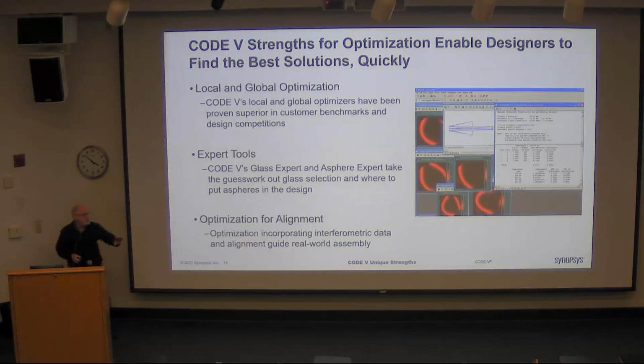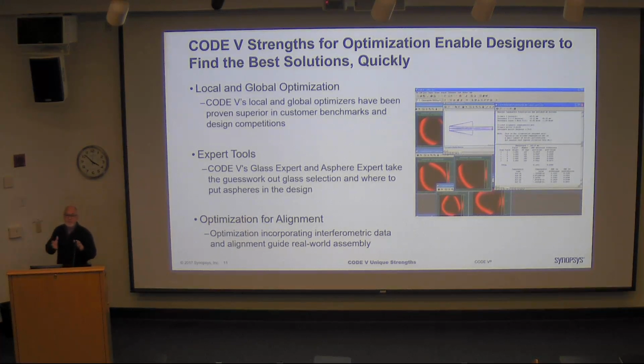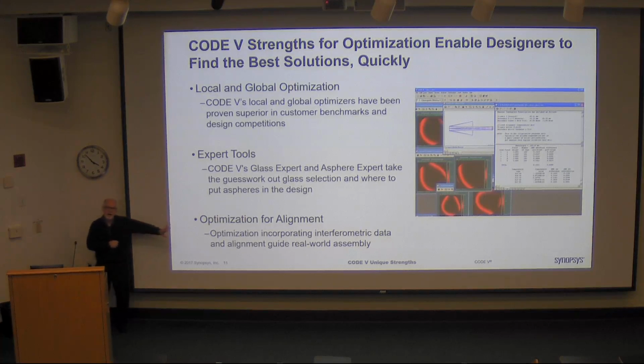And then we have a very specialized feature called optimization for alignment, which is a way in which, in the lab, if you have a misaligned optical system, you can take interferometric measurements for various field points for that system, feed that into Code 5 directly, and Code 5 can compute an alignment solution so that you can correct the misalignments in your system. There are some installations of Code 5 that are purely for this. They're in a lab helping customers align these off-axis mirror systems in about a fifth of the time that they were able to do so manually.